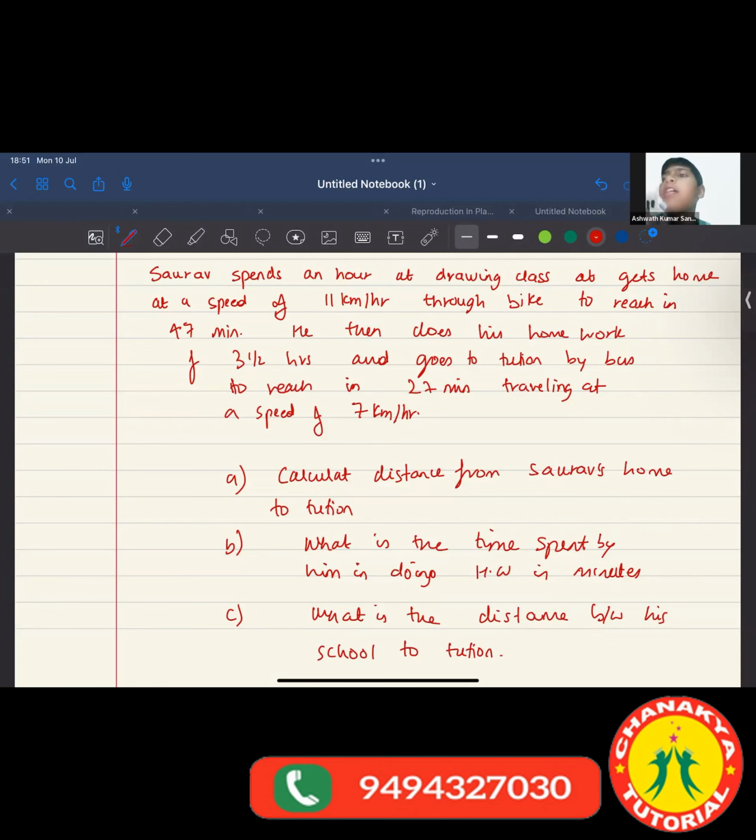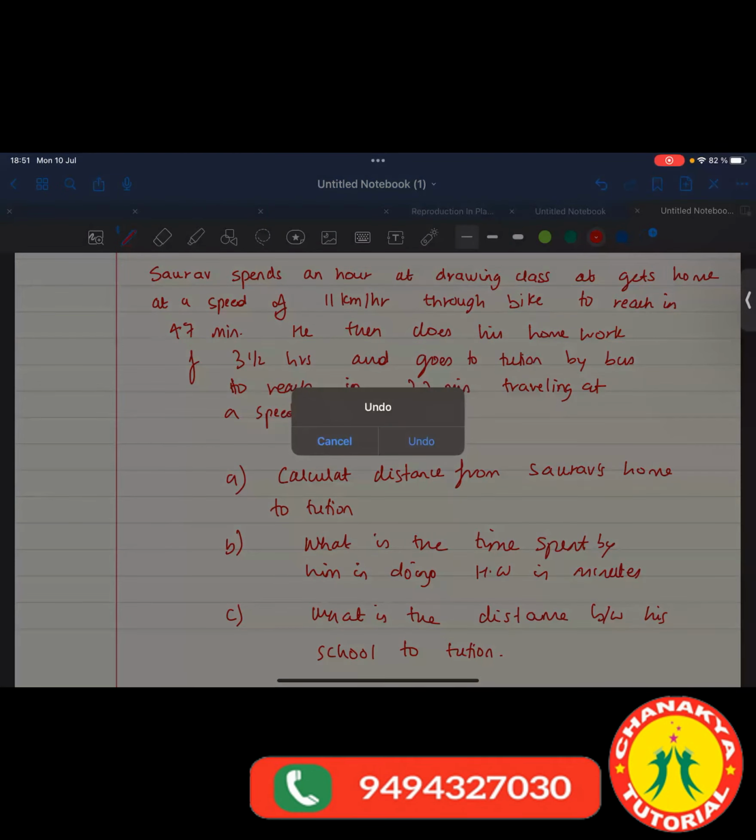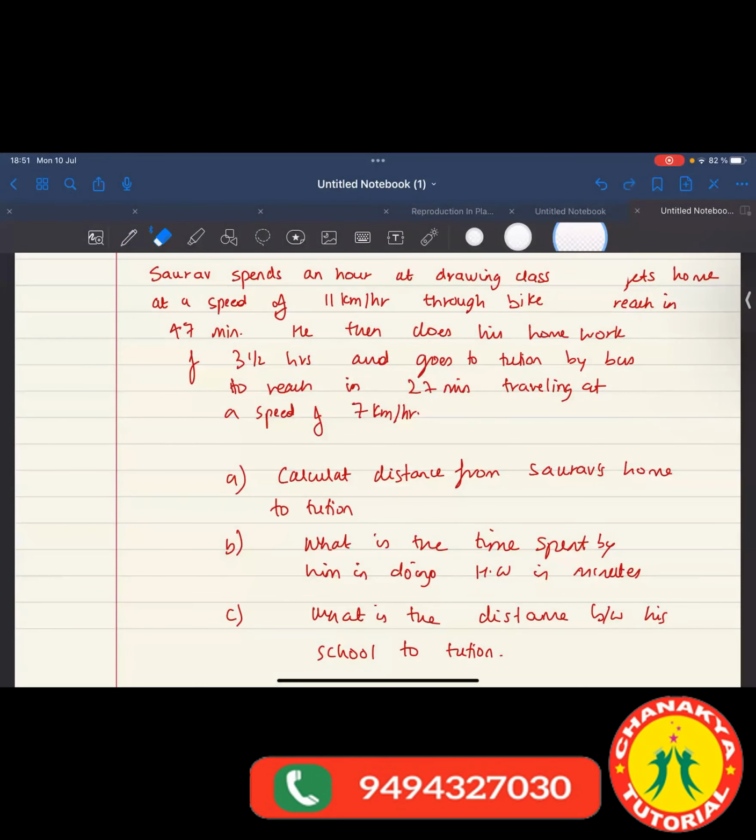Okay, I'll just read the first question. Here, I'll read the whole question. Saurav spends an hour at drawing class. I'm sorry, it's supposed to be and, but I wrote at. So Saurav spends an hour at drawing class and gets home at a speed of 11 km per hour through bike to reach in 47 minutes. He then does his homework of 3.5 hours and goes to tuition by bus to reach in 27 minutes, traveling at a speed of 7 km per hour. First question, calculate the distance from Saurav's home to tuition. Second, what is the time spent by him in doing homework in minutes, you need to find. And what is the distance between his school to tuition is your last question.